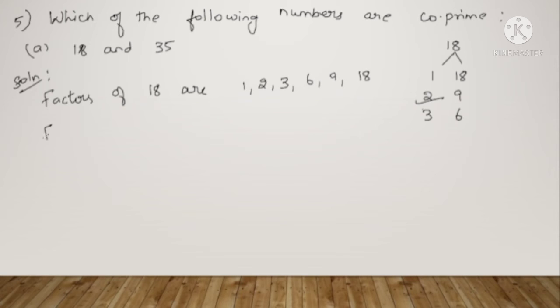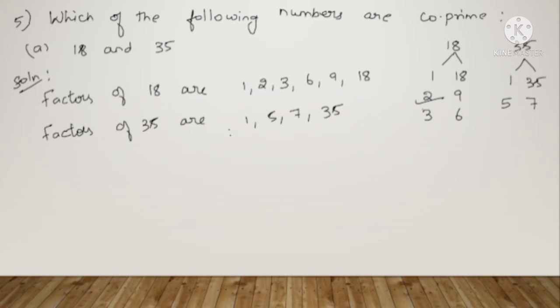Now we have to write the factors of 35. Factors of 35 are, so let us write the factors of 35. 1 35s are, 5 7s are, and similarly 7 5s are. So 1, 5, 7, 35.